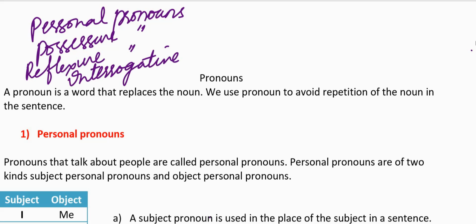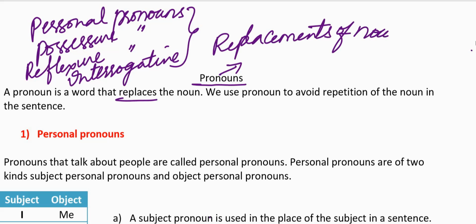They are going to be personal pronouns, possessive pronouns, reflexive pronouns, and interrogative pronouns. Now before I start explaining each of these 4 pronouns, let us first look at the definition of the pronoun. A pronoun is a word that replaces the noun. We use pronouns to avoid repetition of the noun in the sentence. We can say that pronouns are the replacement of nouns, or these are the words which can be used instead of the nouns or instead of the names of people, places or things.